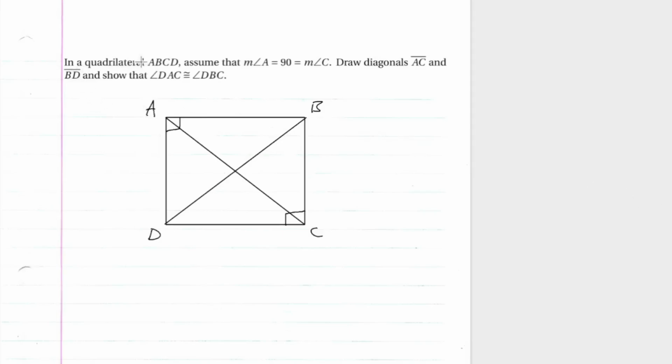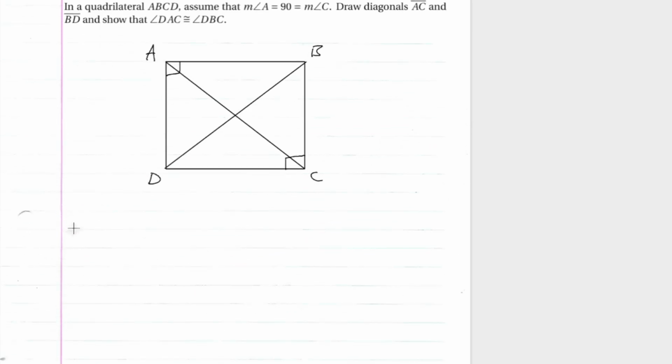Right, so in a quadrilateral ABCD, assume that the measure of angle A is equal to 90, which is equal to the measure of angle C. We're going to draw diagonals AC and BD and show that angle DAC is congruent to angle DBC. All right, so let's go ahead and start this proof.